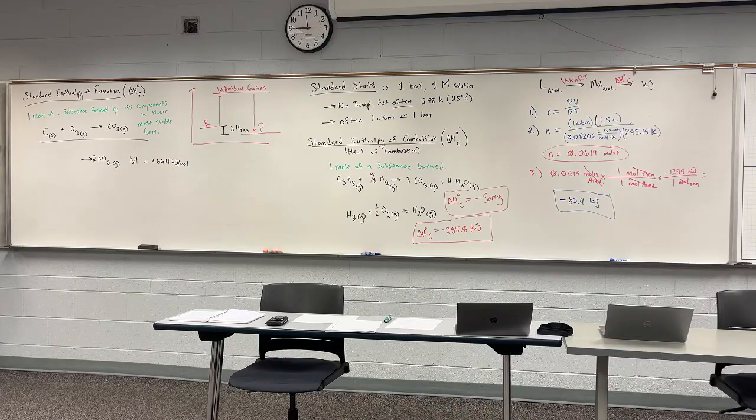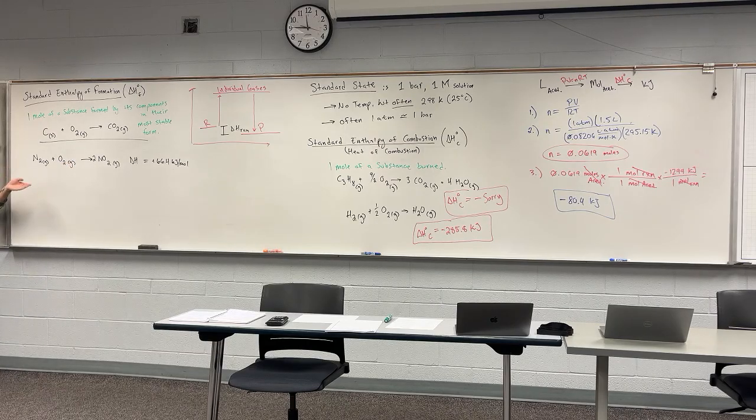What are the constituents or the components of nitrogen dioxide? Nitrogen and oxygen. What is the most stable form of nitrogen at STP? N2. It's a diatomic gas. It makes up the majority of our atmosphere. That is its most stable form. What is the most stable form of oxygen? O2.